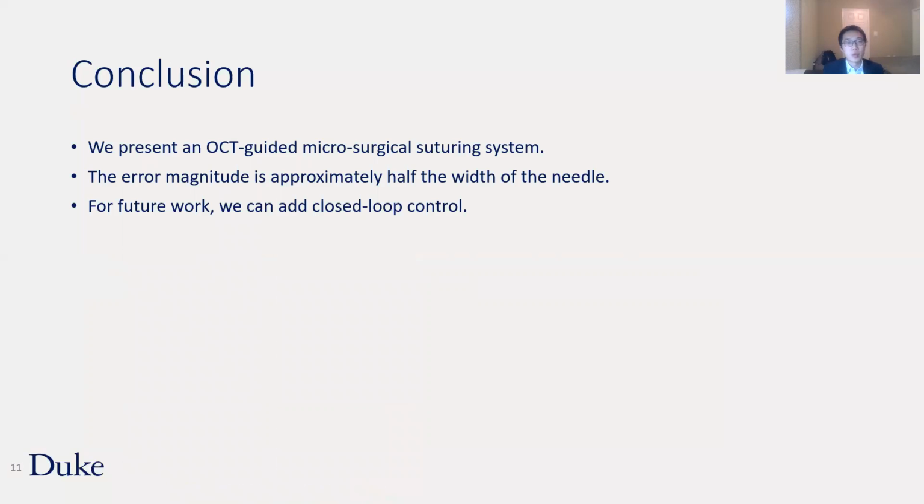In conclusion, we present an OCT-guided microsurgical suturing system to autonomously guide the needle into the soft tissue. The error is approximately half the width of the needle between the planned and executed entry and exit points. For the future work, after we overcome the shadowing, the refraction, and the deformation of the tissue, we can add closed loop control into our surgical suturing system. It can improve our suturing accuracy.